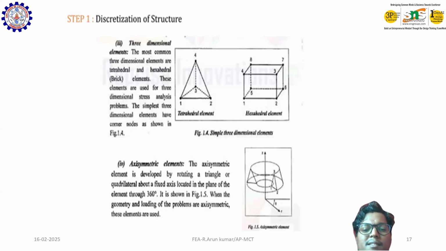The axisymmetric element is developed by rotating a triangle or quadrilateral about a fixed axis in the plane of the element through 360 degrees, as shown in the right side figure. When the geometry or loading of the problem is axisymmetric, these elements are most frequently used. So when discretizing a structure, you have to classify the elements as one-dimensional, two-dimensional, three-dimensional, and lastly axisymmetric. Based on these kinds of elements, it is called the discretization of the structure.